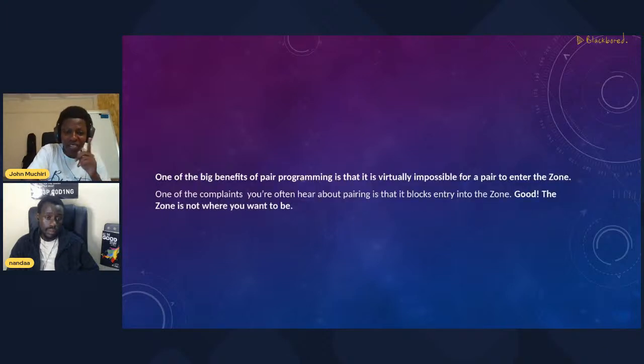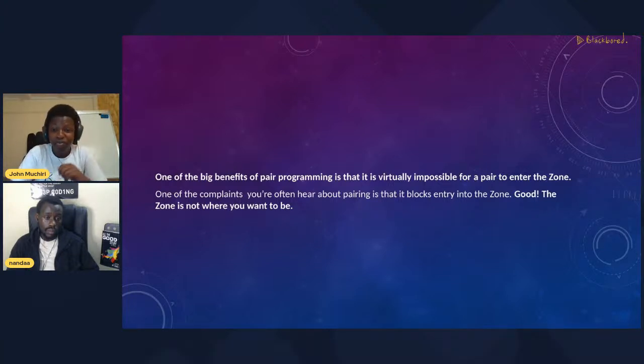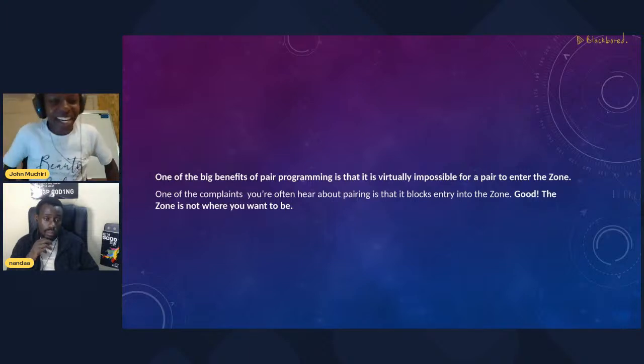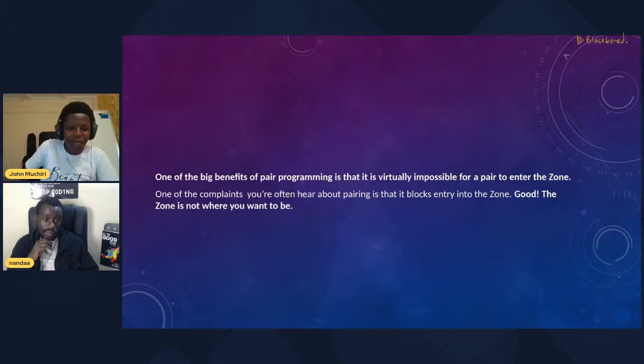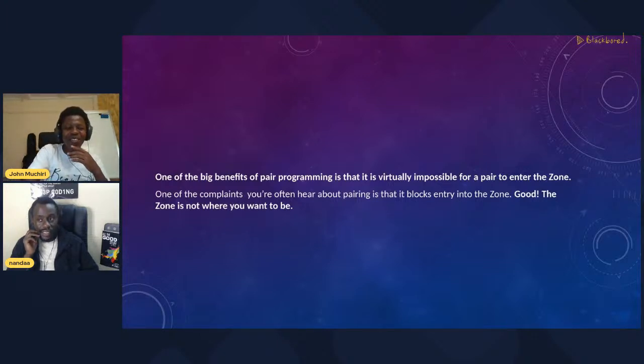One of the big benefits of pair programming is that it is virtually impossible to be in the zone when you're pair programming. When you're coding with someone, you cannot get in the zone. The other thing Nandaa talked about last time is mob programming. You cannot get into the zone when you're in a mob. And that is it. We don't want you to be in the zone because you're going to lose the big picture.